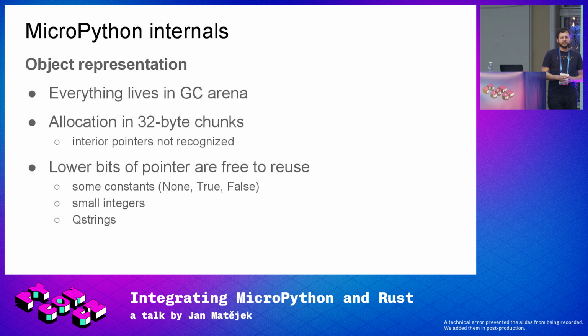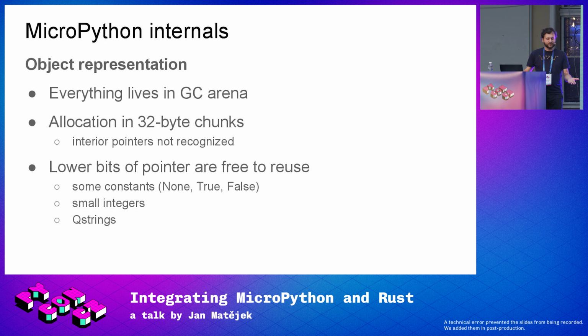Every object is allocated in a garbage collector arena, which is a chunk of memory which you pre-configure before starting the MicroPython interpreter. And the allocation runs in 32-byte chunks. So every allocation reserves one or more chunks and returns you a pointer to the chunk. This means that the granularity is 32 bytes, and that means that every valid allocated pointer has all zero lower bits. Which is cool, because that means that if something does not have all zero lower bits, then it's not a pointer. And we can use it for something else.